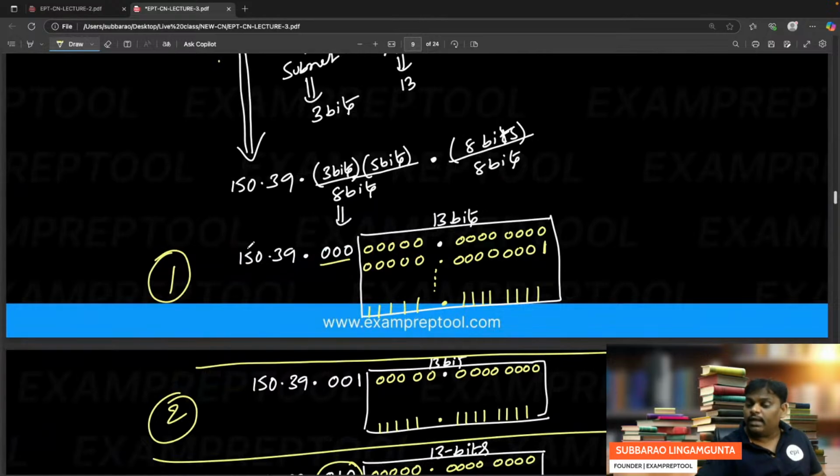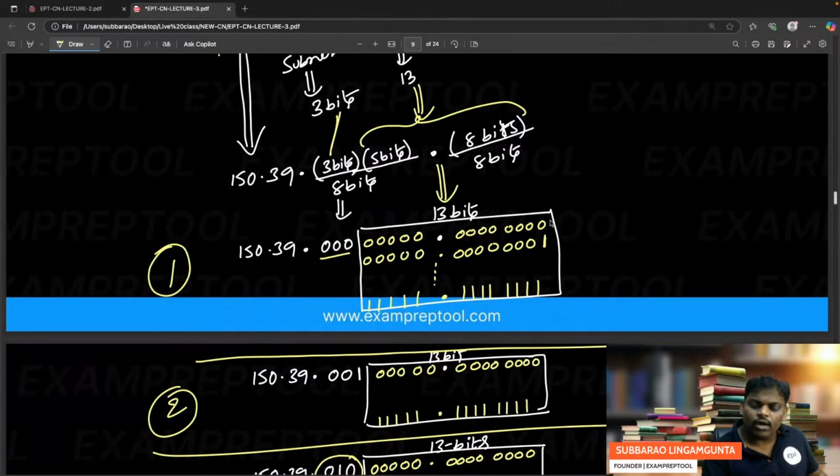Remember, again and again I am saying to you, please try to understand. Subnetting is nothing but borrowing bits from the host. Previously the host purpose was 16 bits. Now only 13 bits. Host purpose only 13 bits. Subnet purpose 3 bits.